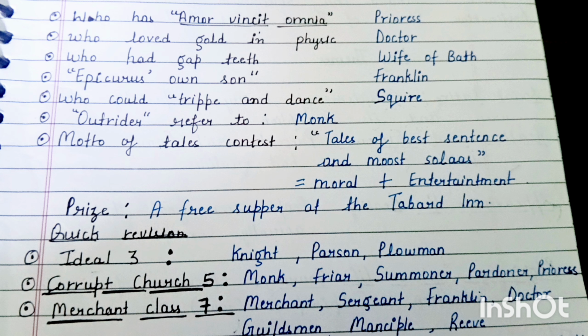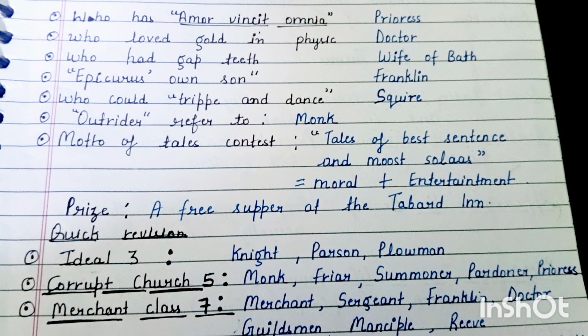Here are some of the important questions. The first one is, who has amor vincit omnia? So it was written on the golden brooch of the prioress. It's a Latin phrase, and what does it mean? It means love conquers all. So the prioress was wearing a golden brooch on which it was inscribed.